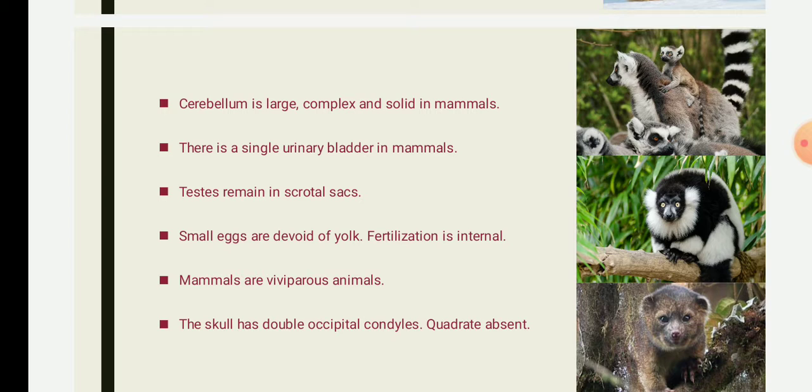Mammals are viviparous. This we have already discussed. That is, they give rise directly to a live birth. Viviparous means they produce live young instead of laying eggs. Then we will see about the endoskeleton.